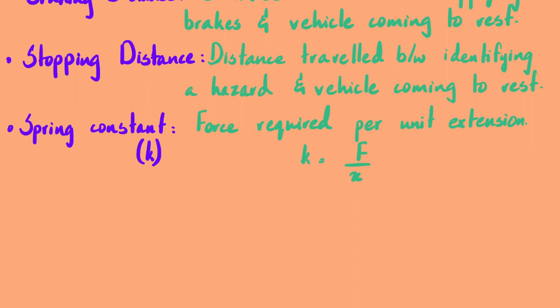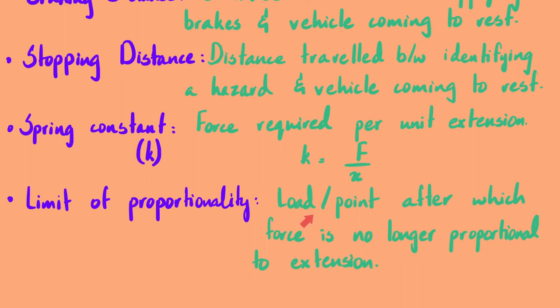Another term that sometimes you have to locate on a graph, sometimes you might just be asked to talk about this, is the limit of proportionality, and that's defined like this. So the limit of proportionality is the load or the point after which, and this thing is important, it's after the force is no longer proportional to extension. So this equation really shows us the direct proportionality between force and extension, but that's only valid up to the limit of proportionality, after which force and extension are no longer proportional.